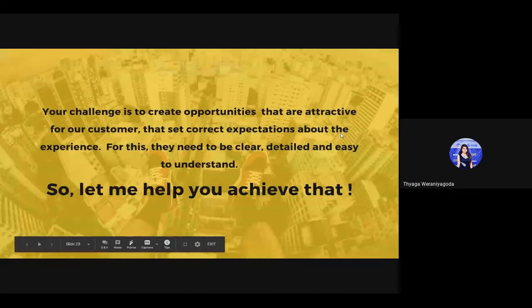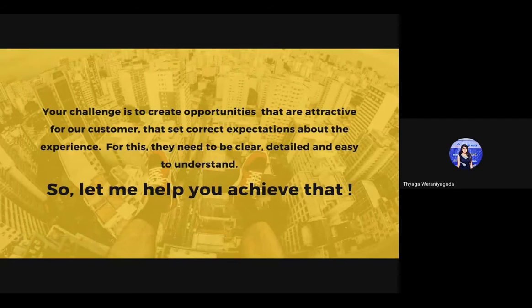So now, as Pansaj explained about the proposal and the contract, after we sign the contracts with the partners, what is the next thing that we have to do? The most important thing that the company is expecting from us is to open their opportunities. In creating these opportunities, we have to help them and guide them. It's your challenge to create opportunities which are attractive to our customers, that is the exchange participants. And we have to set the correct expectations about the experience that they would be getting. For this, the opportunity needs to be clear, detailed and easy to understand.